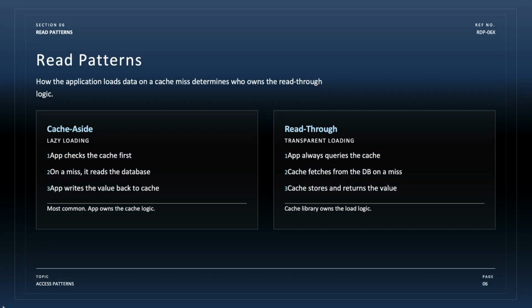Reads are usually handled using cache aside. The application checks the cache first. On a miss, it reads the database and stores the result back into the cache. Another option is read through, where the cache itself fetches missing data. Cache aside is by far the most common approach you'll see in production and interviews.